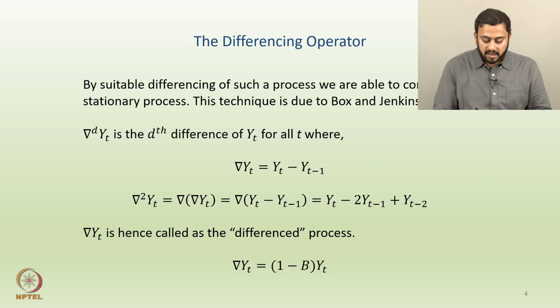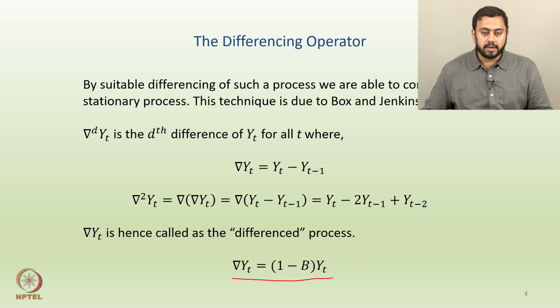And this is exactly what you saw here. Nabla operated on yt is nothing but 1 minus b collectively operated on yt. So, hopefully you understand the ideas behind these two operators, the backshift operator and the differencing operator. The differencing operator is a really powerful tool to convert any non-stationary trend to a somewhat mild trend. The idea behind applying a differencing operator is to reduce the amount of trend, or the amount of non-stationarity present in the model.